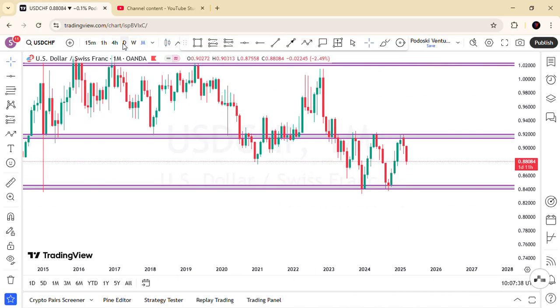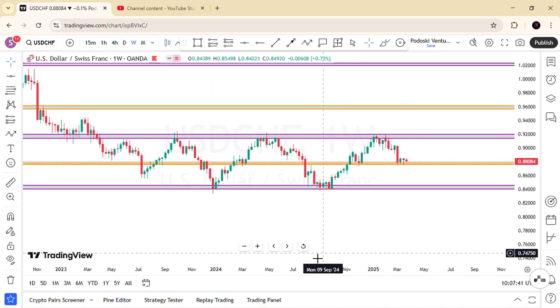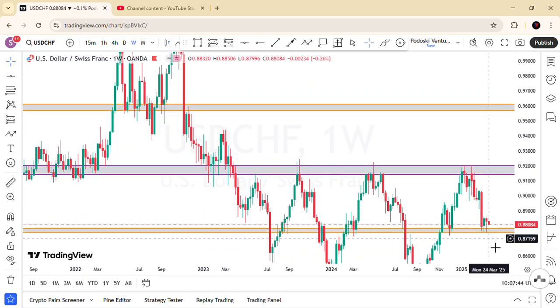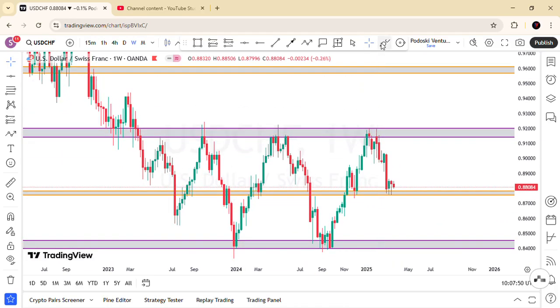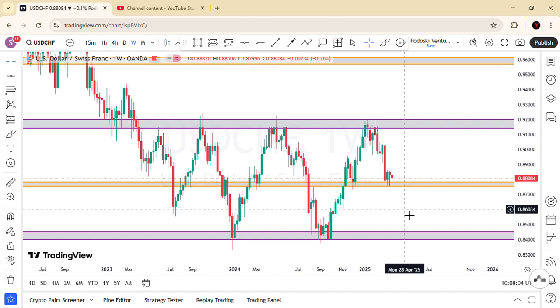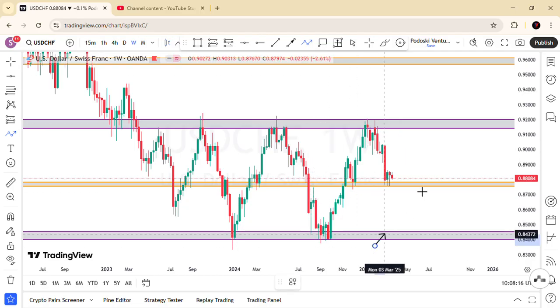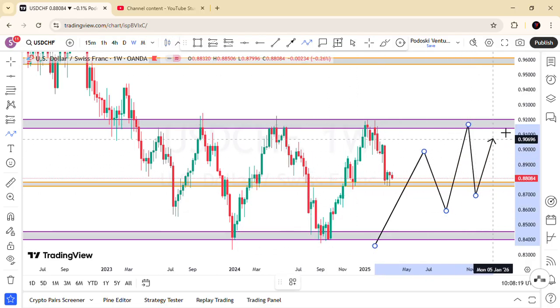So let's go to the weekly. So yeah, here on the weekly time frame, we have my weekly upper zone and my weekly lower zone. On the weekly time frame, price is forming a series of higher highs. It's trying to form higher highs and higher lows. So this is what price is trying to do: higher high, higher low, higher high, higher low, like this.